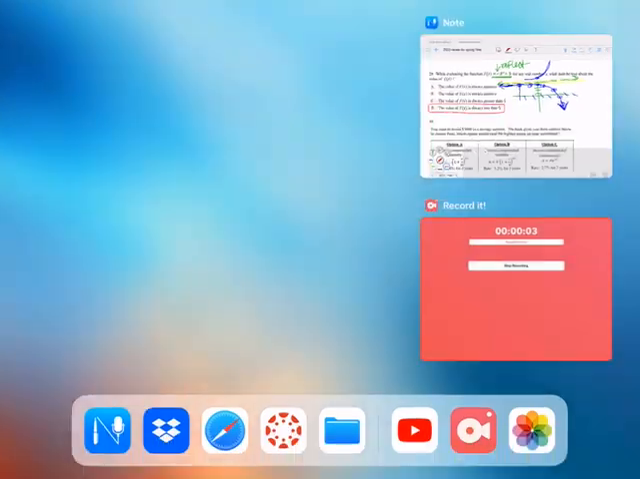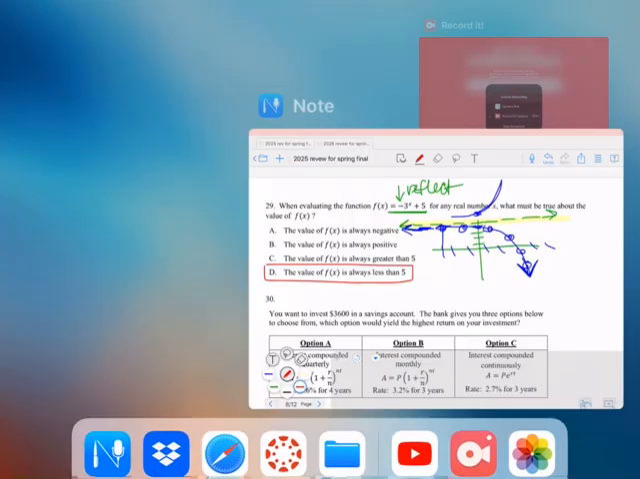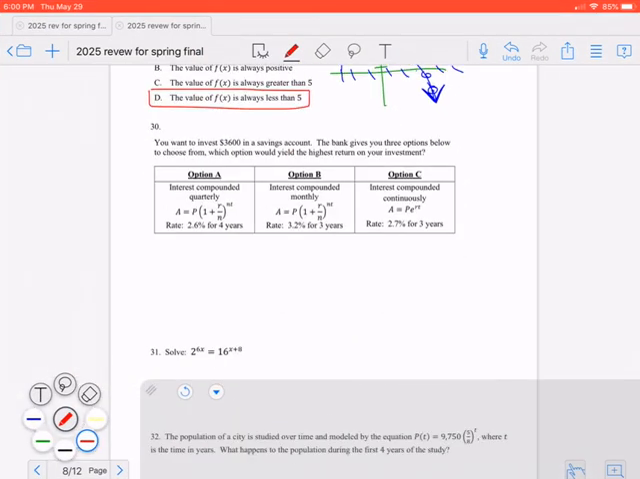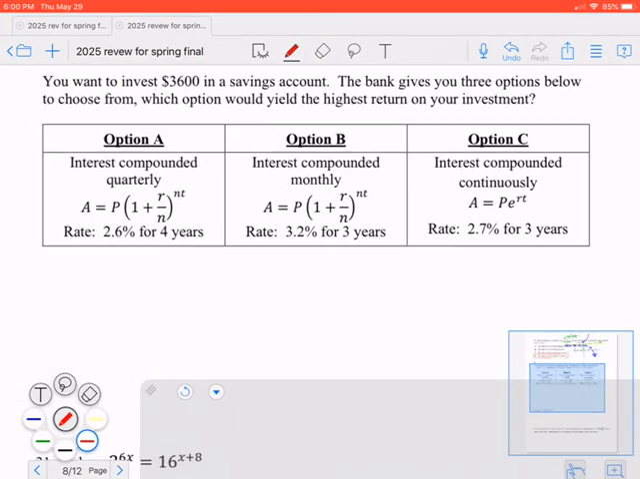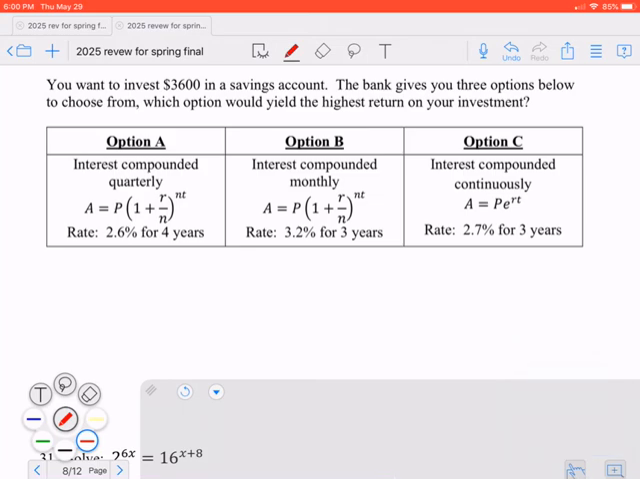And I'm just going to check the time because I don't want to go over a certain amount. It's been 13 minutes, so I'll do one more. Ugh. So this is all calculator. You want to invest $3,600. The bank gives you 3 options. Choose which option would yield the highest return on your investment.